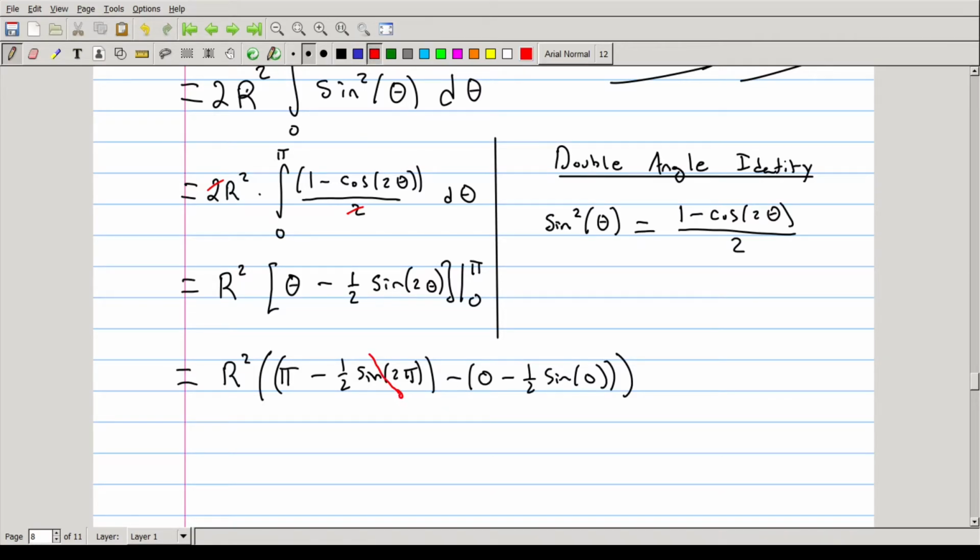And sine of 2 pi is 0, and sine of 0 is also 0. So our answer is pi times r squared, which is exactly the area of a circle of radius r.